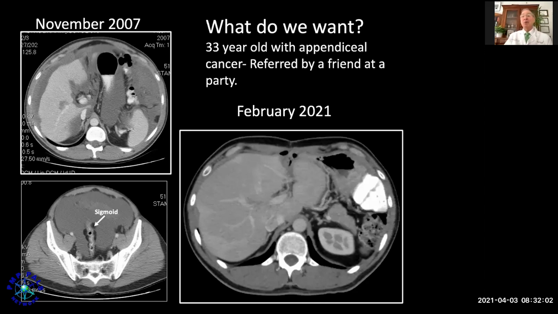Just to give you an example, some of you may know this man. I met him when he was 33 years old. A young man, he came to me in November 2007 with rather extensive disease. If you look at that CAT scan, the liver in the upper one is completely involved, the stomach, the pancreas, the spleen, and in the lower one the rectum, the sigmoid. It's just massive disease that was considered inoperable by X-ray standards.